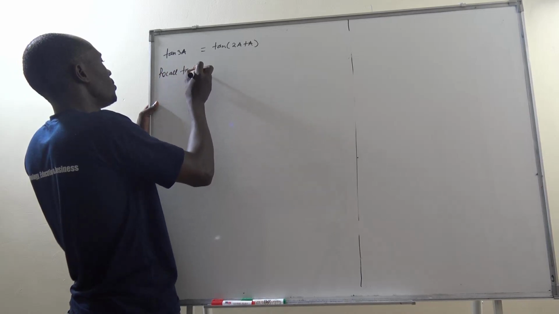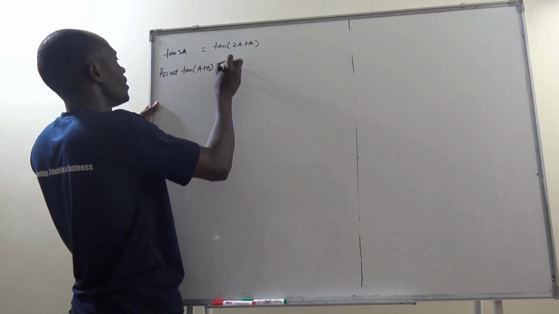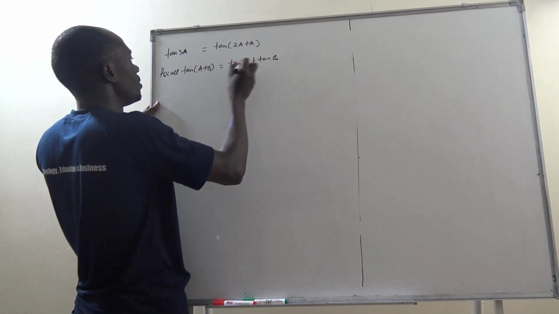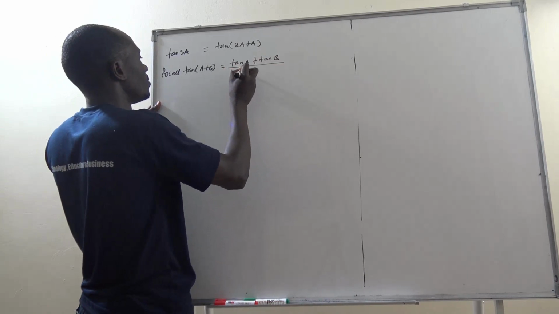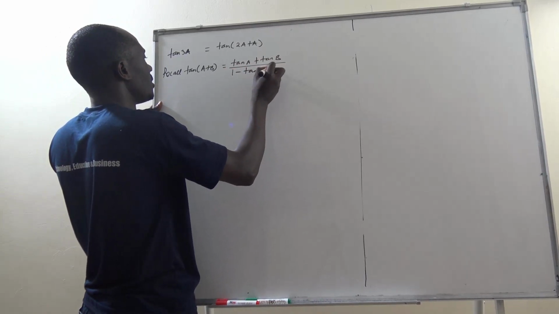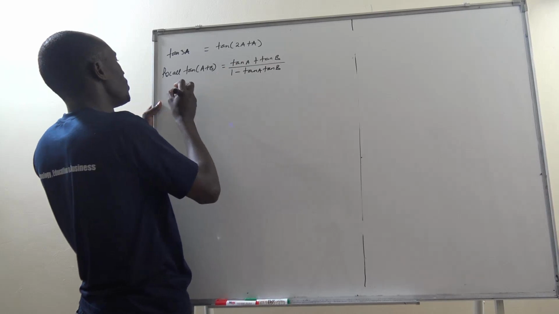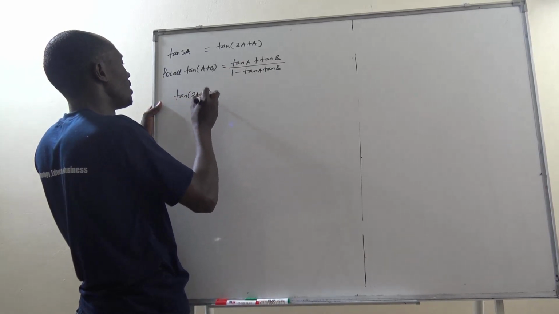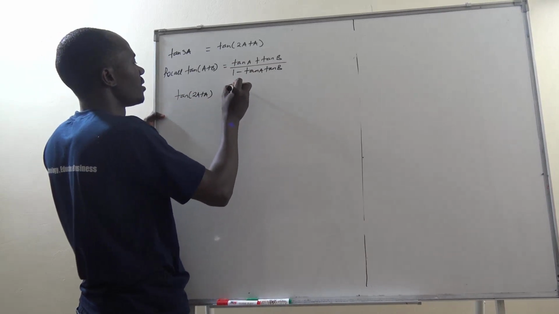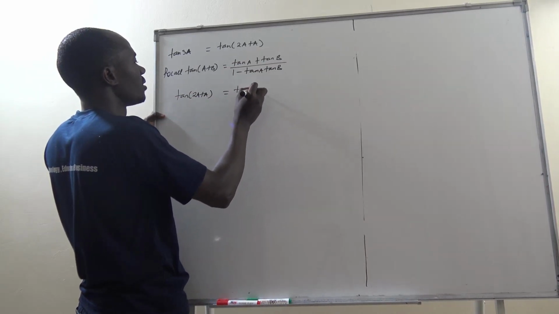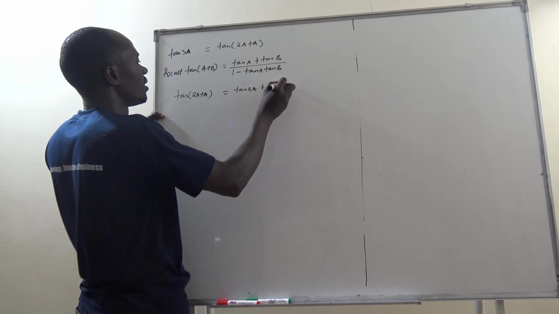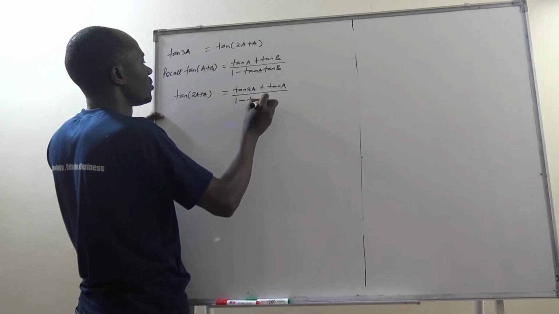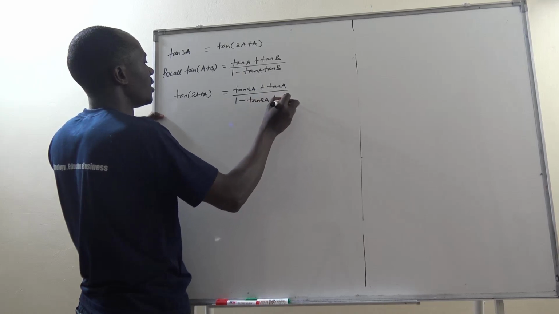tan of (a plus b) gives tan a plus tan b, all over 1 minus tan a tan b. So we are now looking at tan of (2a plus a). It's going to become tan 2a plus tan a, all over 1 minus tan 2a tan a.